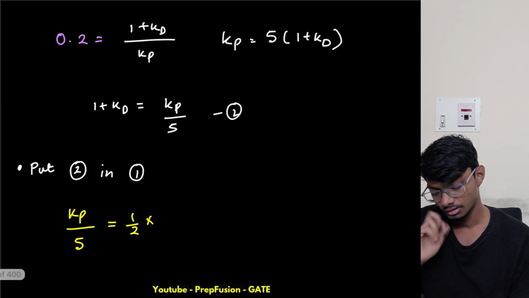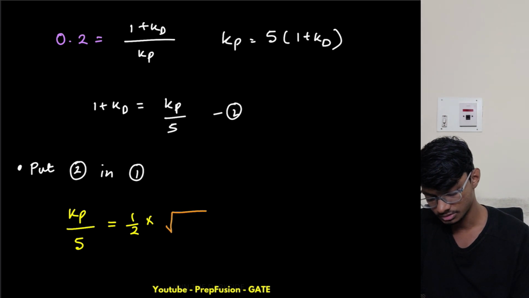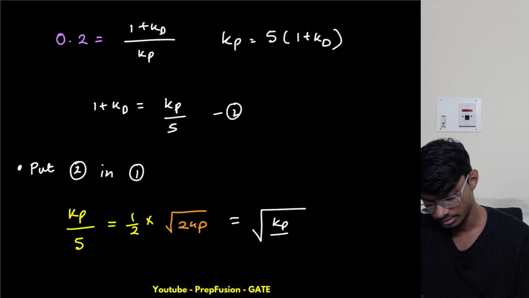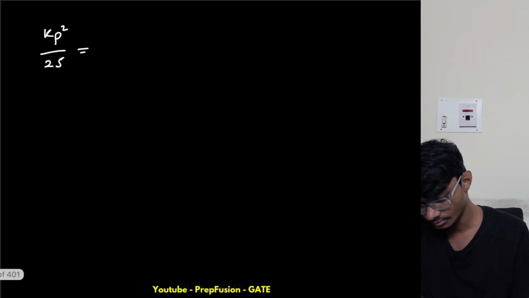So I can replace my omega n over here, right? Zeta I have replaced already, so I will replace omega n, which is under root 2 kp. Now I can do a simple simplification. I am dividing by 2, so this will become kp by 2, right? Now I can square on both sides. So kp square equals 25 times kp by 2. So my kp will come out to be 12.5.